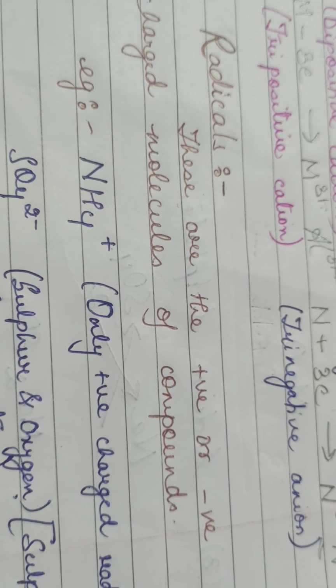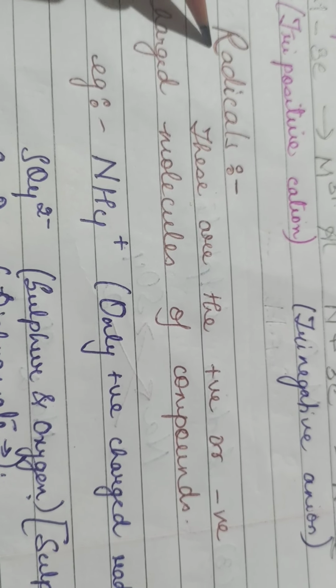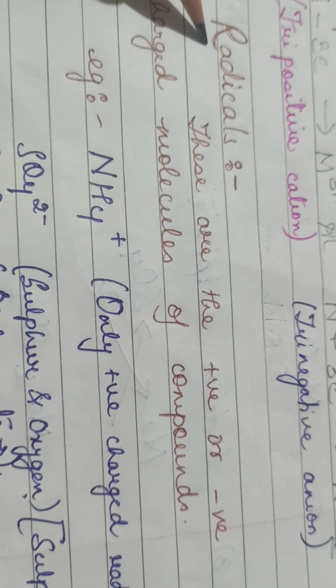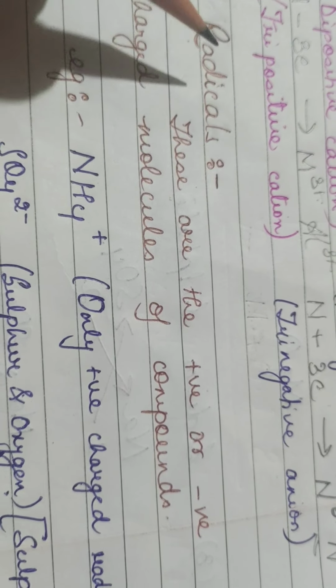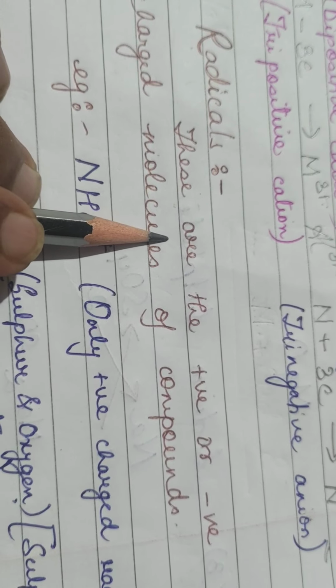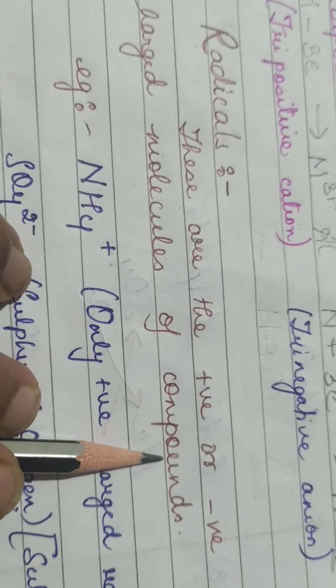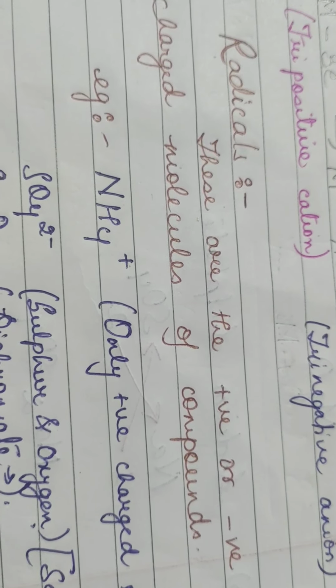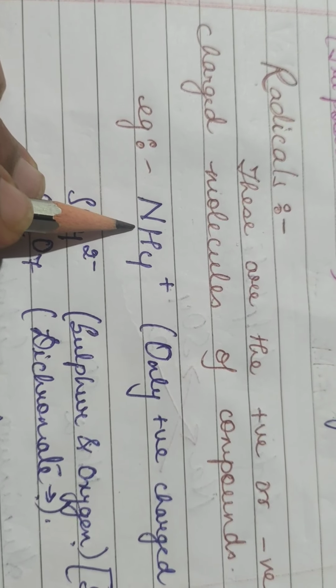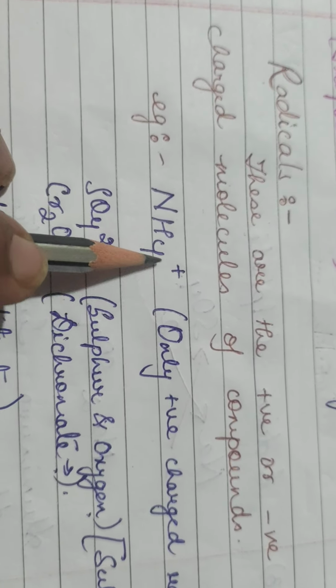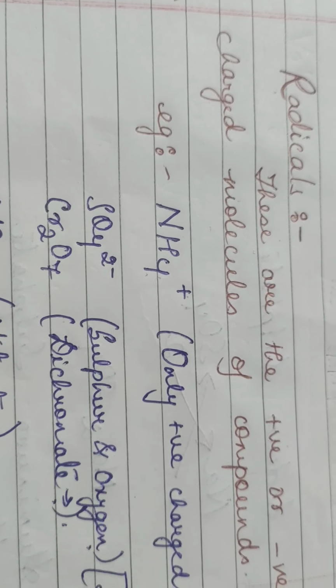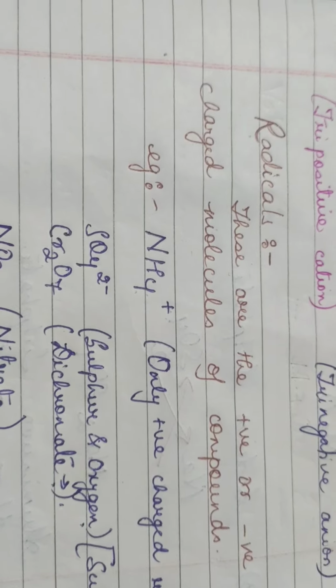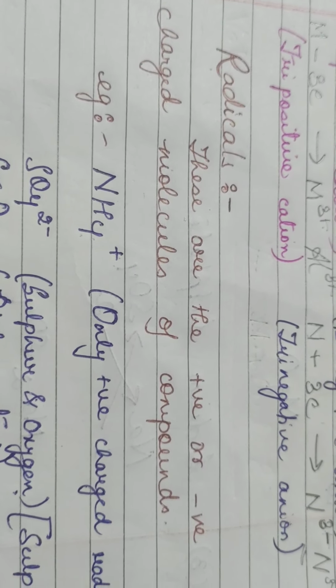When we learn about ions, we also need to speak about radicals. Radicals are those molecules of the compounds which may possess a positive or a negative charge. An example is NH4 plus. NH4 plus is also called the ammonium ion, and it's the only positively charged radical.